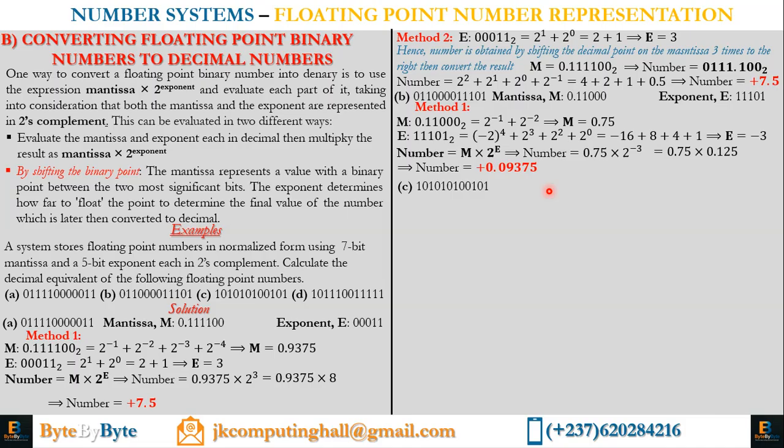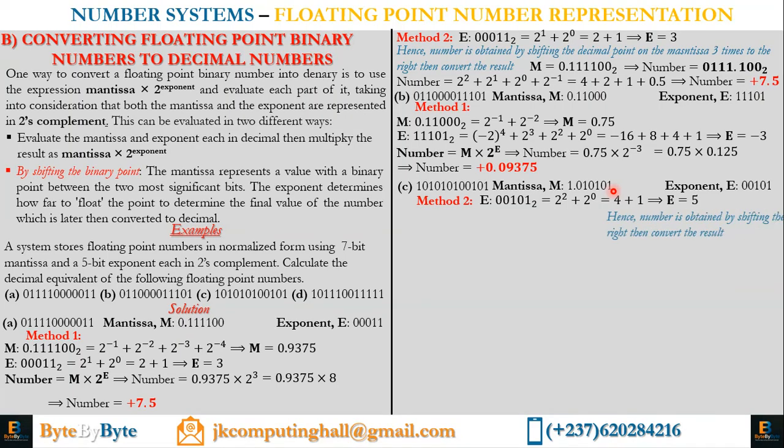Now, the C part, we realize that our mantissa is negative and our exponent is positive. And in this case, I'm going to use method 2. I first of all convert my exponent, and I see that my exponent is 5. So my number is obtained by shifting the decimal place 5 times towards the right. So my number is going to be 1, 2, 3, 4, 5. So I have 101010.1. That is what we get.